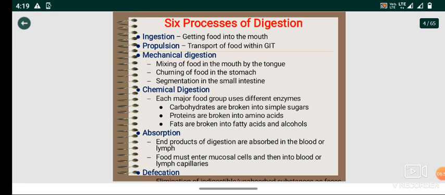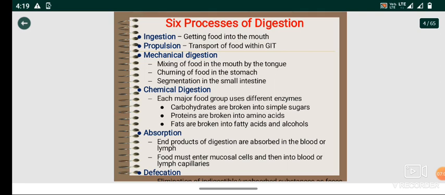So when the food, which by the process of deglutition has entered the stomach, stays there for some time, that time is required to mix up the digestive enzymes that get secreted from the gastrum, that is the gastric juice. So that particular time is required for the process of digestion which takes place in the gastrum. Then when that process is completed, it gets propelled into the next part, that is the small intestine.